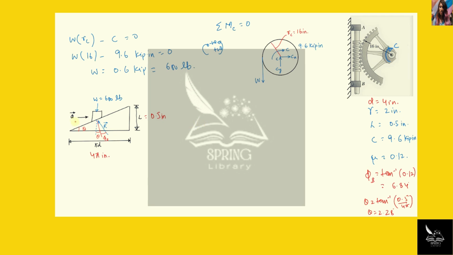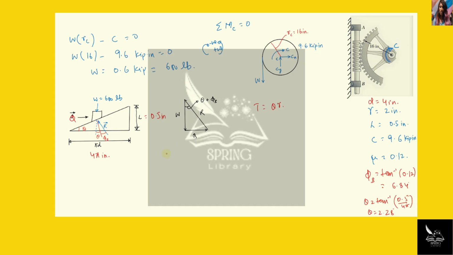Now we observe that there are three forces acting on this block, so we can make a force triangle to make things easier. Basically we have to calculate the couple, that is the torque. The formula for torque is T equals Q into R. For that we have to calculate the value of Q, and we can use this triangle to find the value of Q.